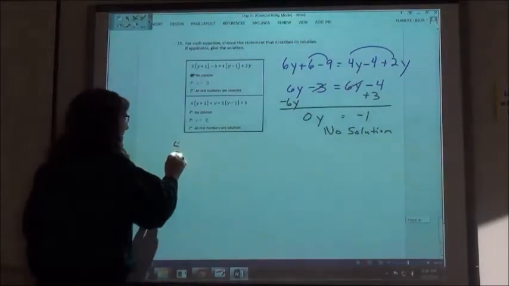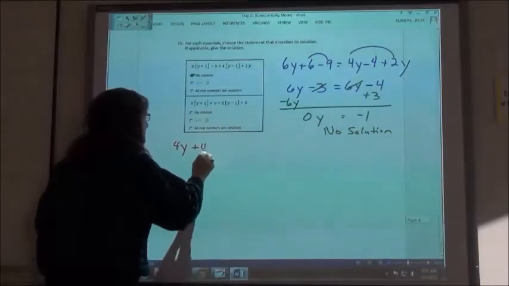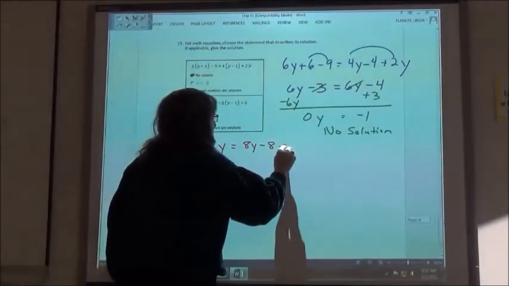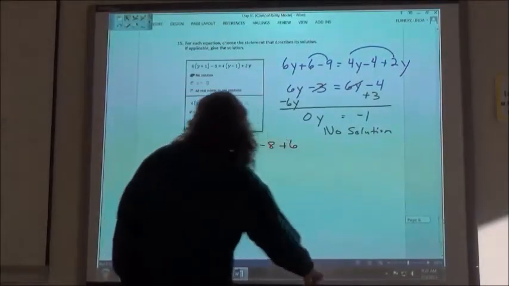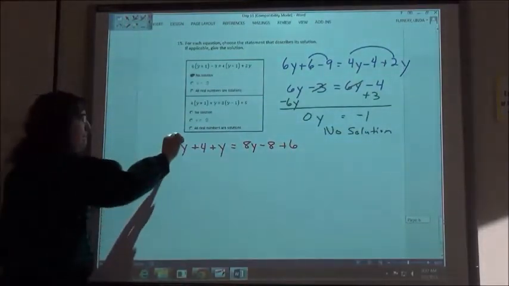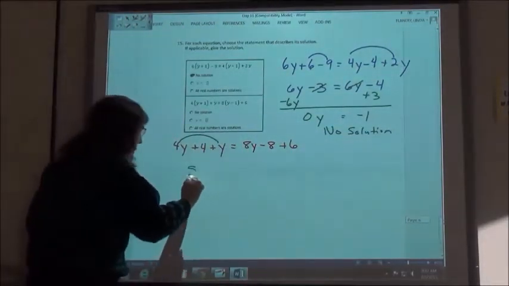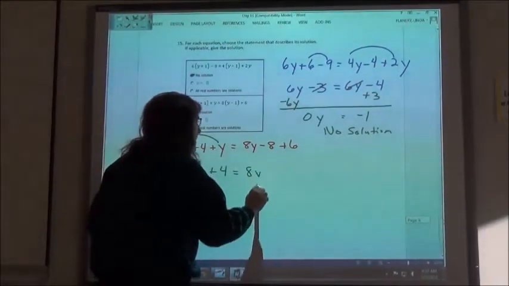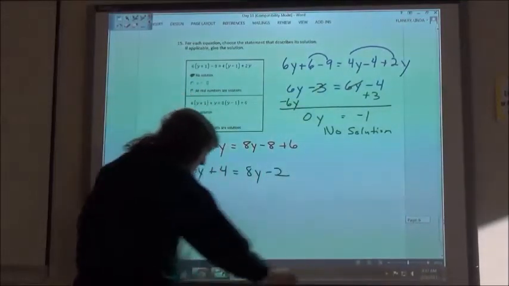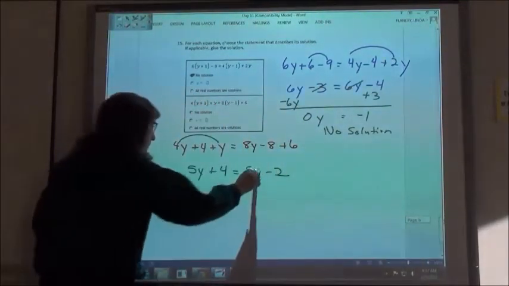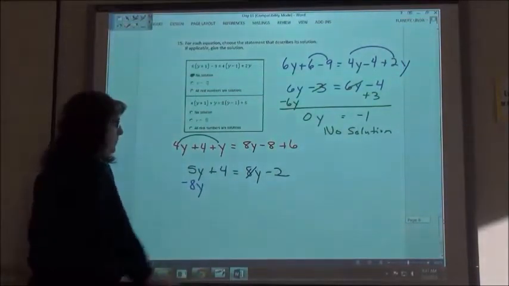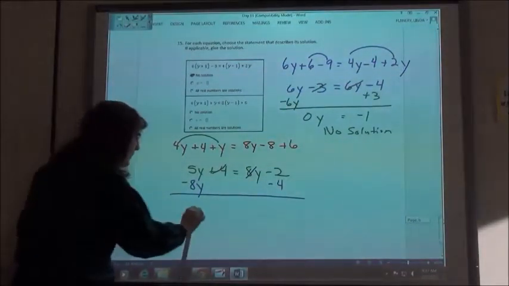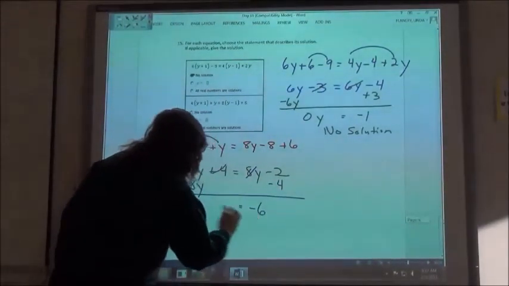Okay, 4y plus 4 plus y equals 8y minus 8 plus 6. So 4y plus y is 5y. 5y plus 4 equals 8y minus 2. The 8y becomes a -8y, and your 4 becomes a -4. That should be -6 and a -3y.